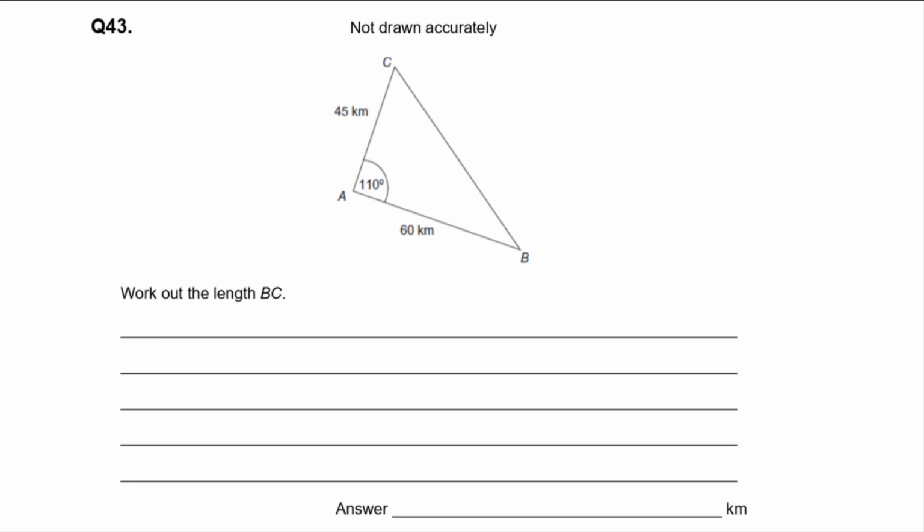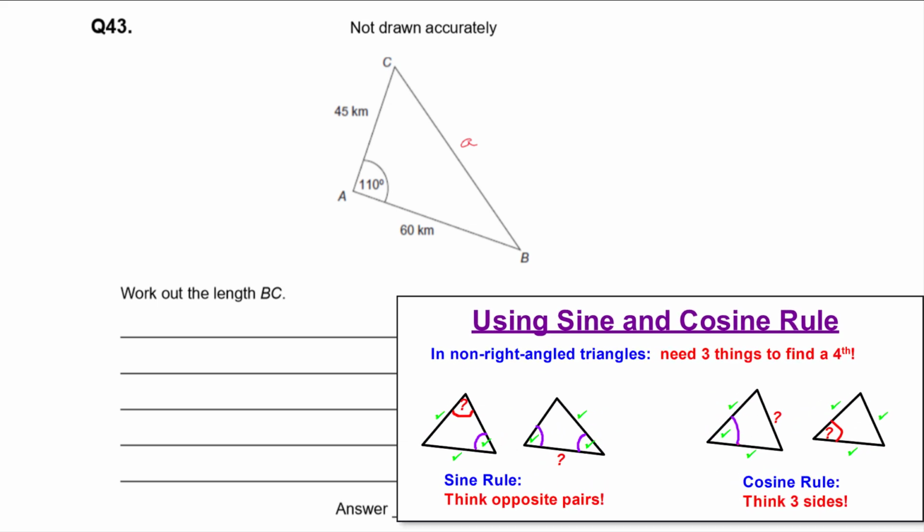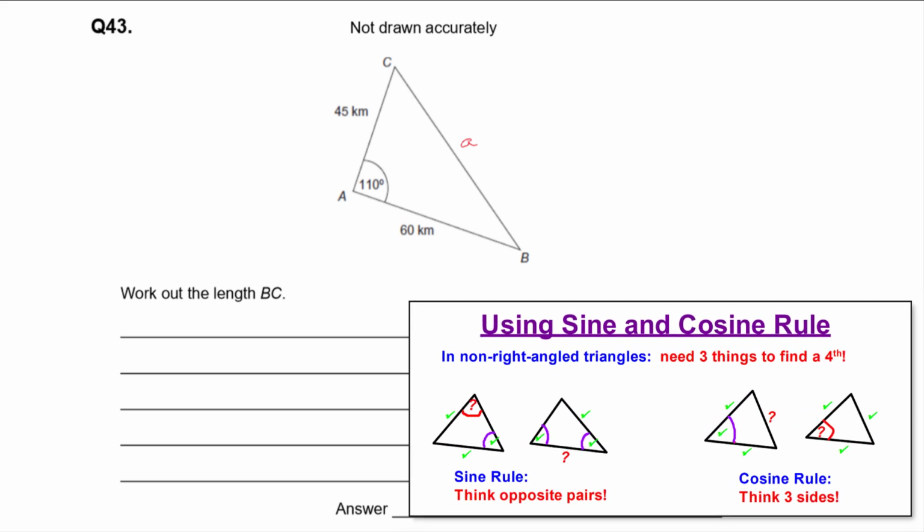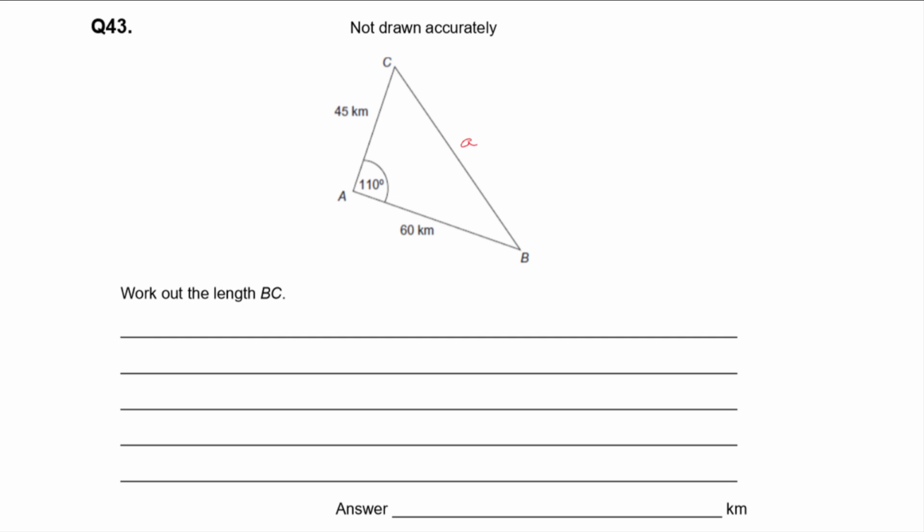So BC is the side opposite A, so let's call it a. Now this is another cosine rule question, because even though I don't have 3 sides, I've got 2 sides and an included angle, but I want the 3rd side. So either you've got the 3 sides or you want the 3rd side, then it's the cosine rule. That one is little a because it's opposite angle A, so this one is going to be little b, and this one is going to be little c.